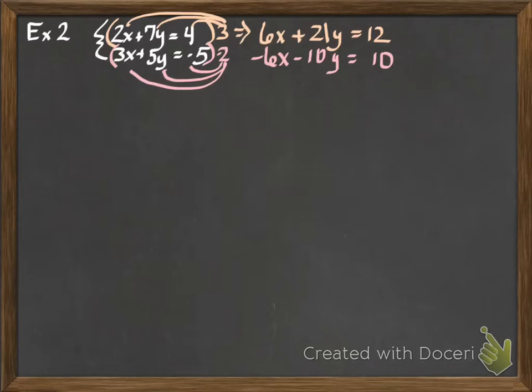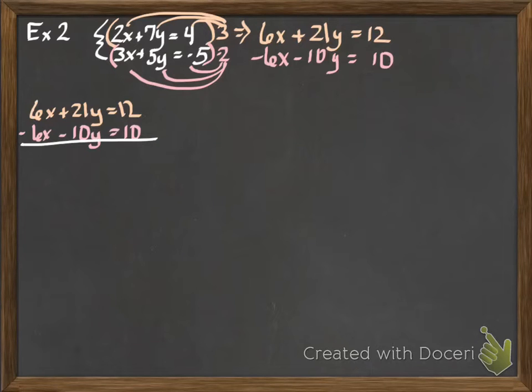Now I'm going to come down and work it just like what we did on the last problem. So my first equation is 6x plus 21y equals 12. My second one is negative 6x minus 10y equals a positive 10.